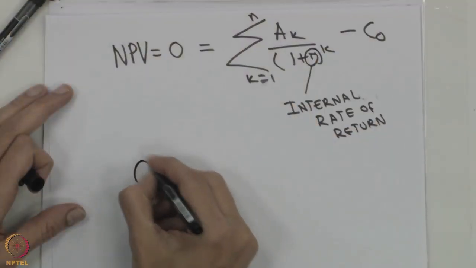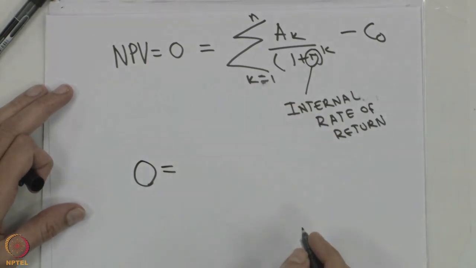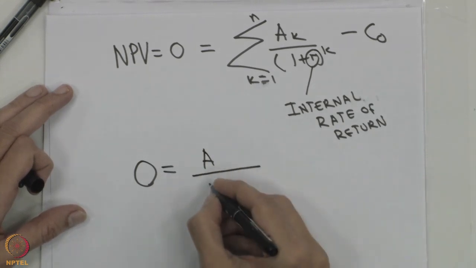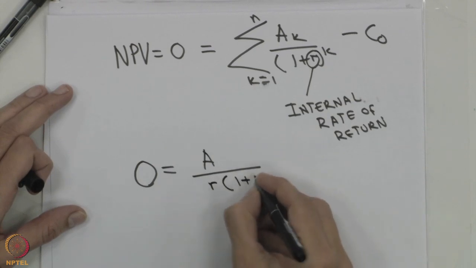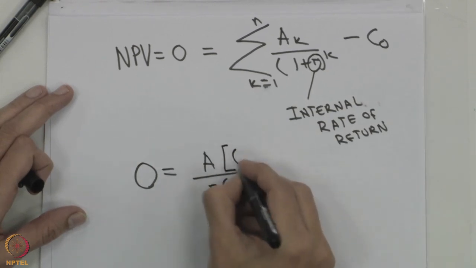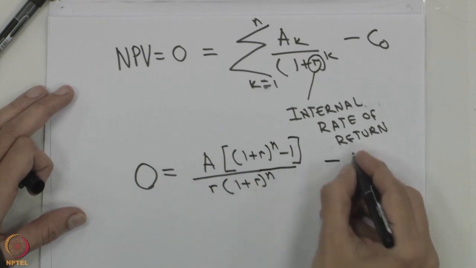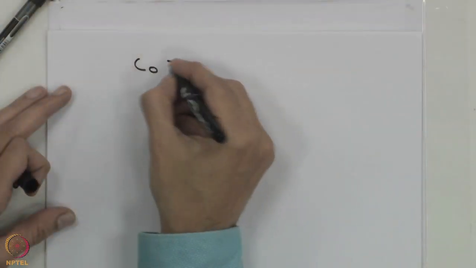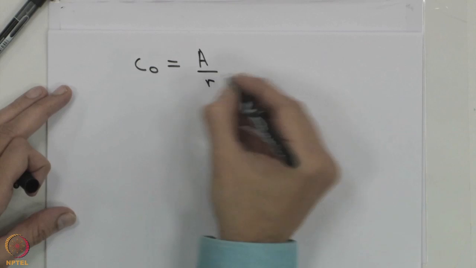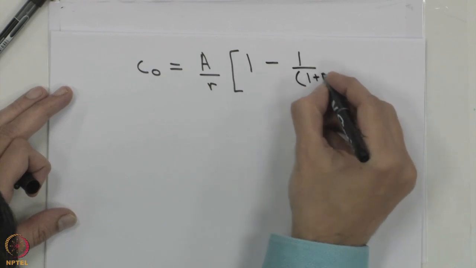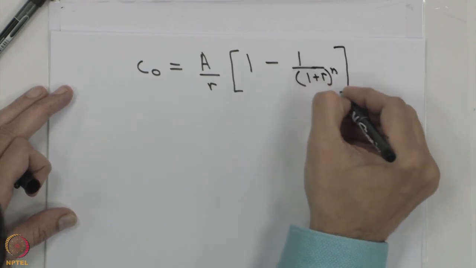Now we can simplify this. Suppose we take the special case where A_k is constant, that means this is now A by R into (1 plus R) raised to N minus 1, divided by (1 plus R) raised to N, minus C_0. Now, we can simplify this by putting C_0 by A and dividing, and I can get this. So, now I can solve this equation.